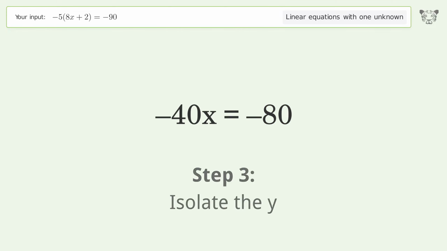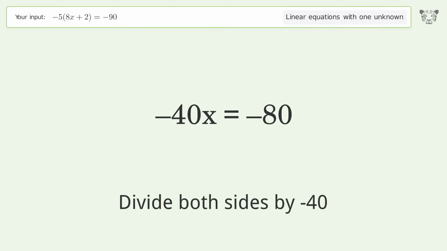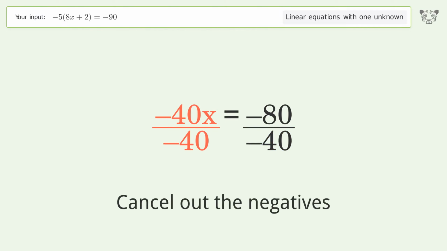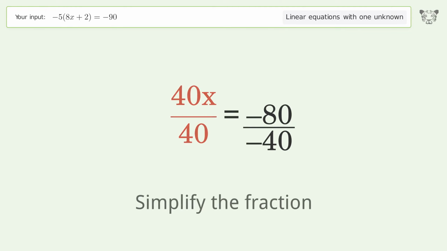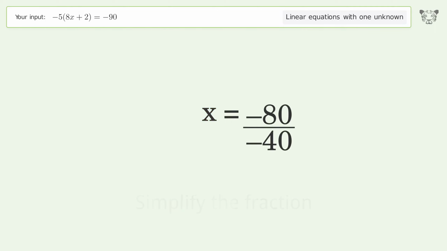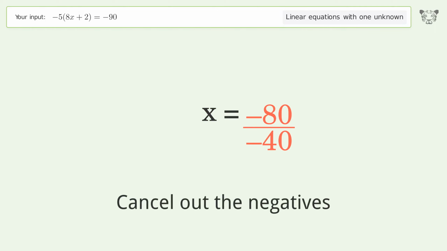Isolate the y. Divide both sides by -40. Cancel out the negatives. Simplify the fraction. Cancel out the negatives.